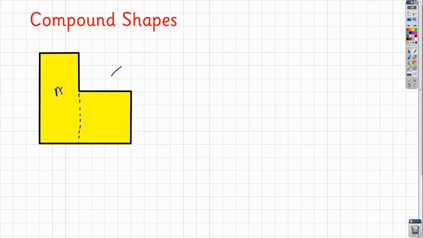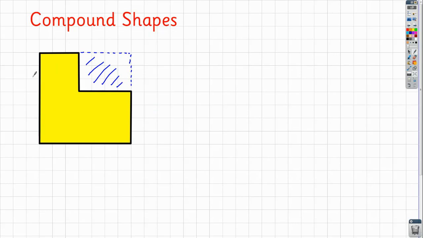So I've got a rectangle here, rectangle A, and another one here, rectangle B. Or I could choose to split it across here and have 2 rectangles, one there and one there, and calculate the area of each of those and then find the total. Or if I really wanted to, I could take this rectangle around the outside, this whole rectangle, and then subtract this missing piece here to find the area of this yellow shape.